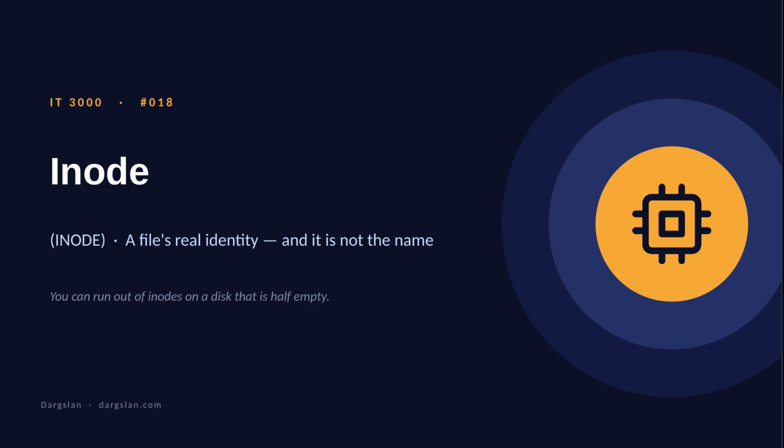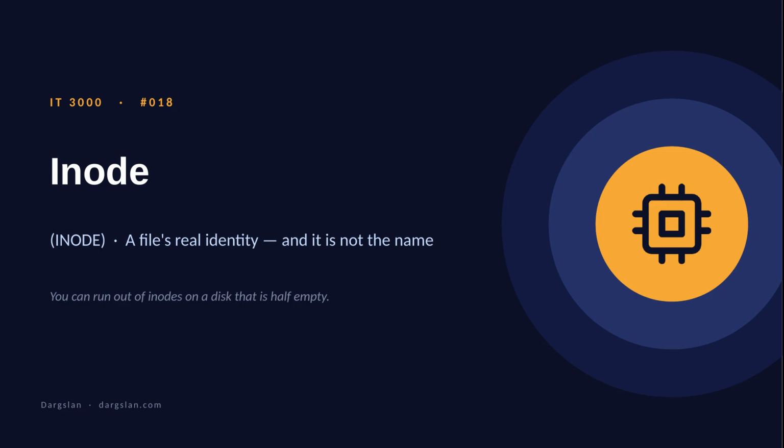Here's a strange fact to start with. You can run out of inodes on a disk that's half empty. That single sentence tells you almost everything you need to know about what an inode really is and why it matters. In this episode of IT 3000, we're going to unpack the inode, the quiet little metadata record that is in truth your file's real identity.